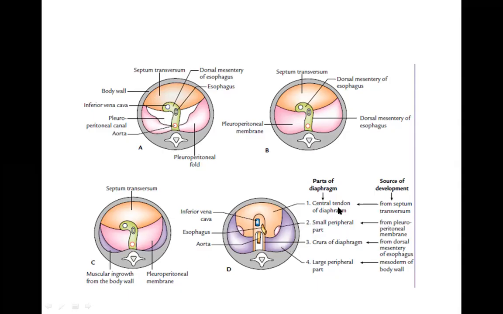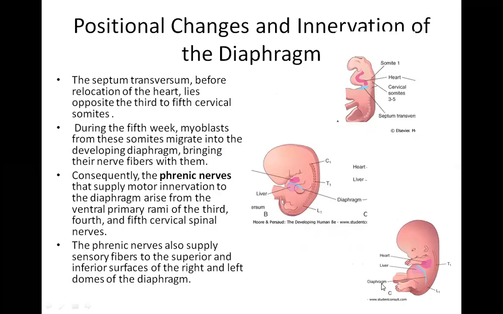So the central tendon is contributed by the septum transversum. A small peripheral part of the central tendon is contributed from the pleuroperitoneal membrane. Then the crura are contributed by the dorsal mesentery of the esophagus, and the large peripheral part is contributed by the mesoderm of the body wall. So because of its components, the innervation of the diaphragm also differs, and because of the descent of the septum transversum, there is a positional change of the diaphragm.